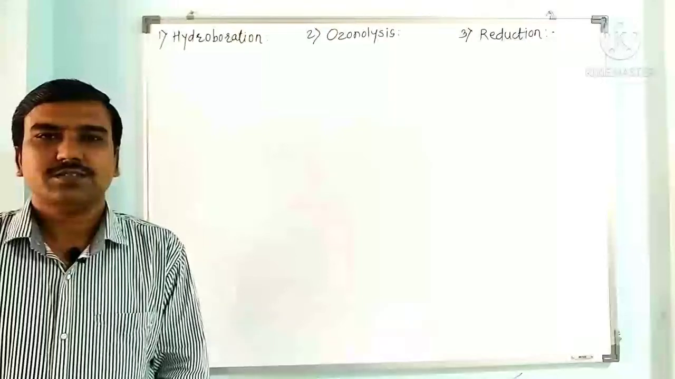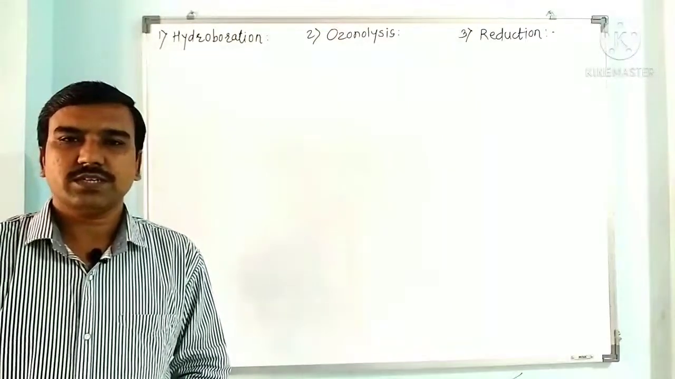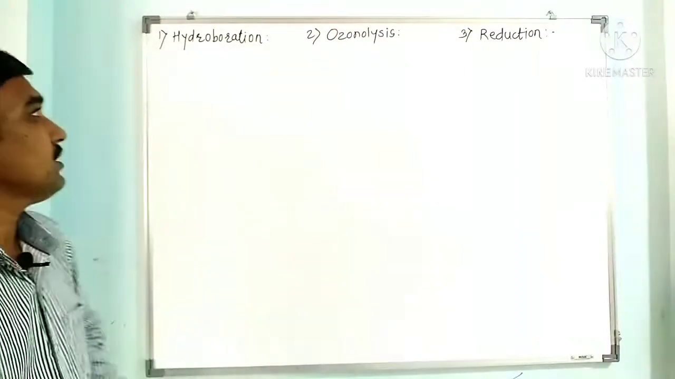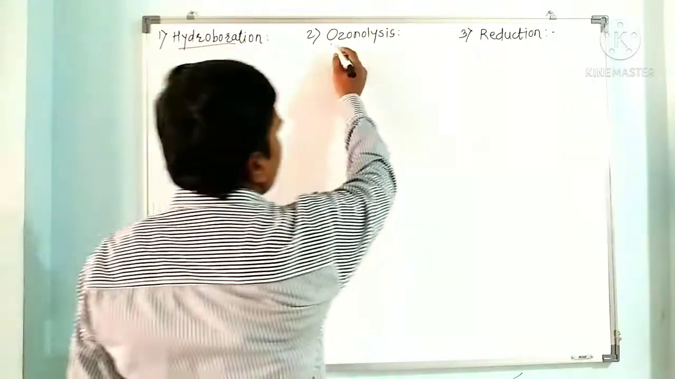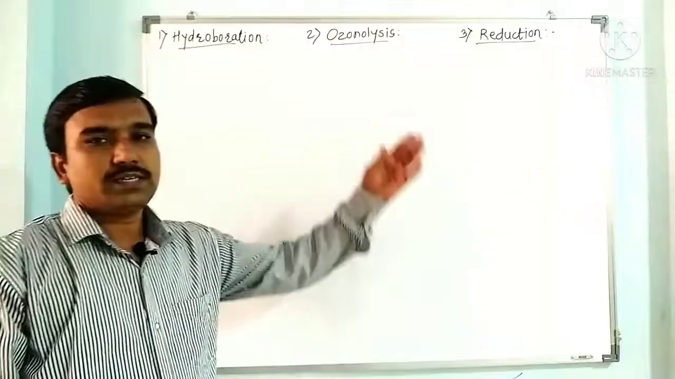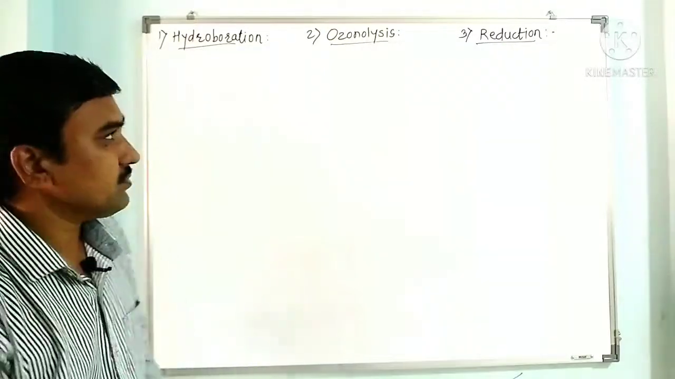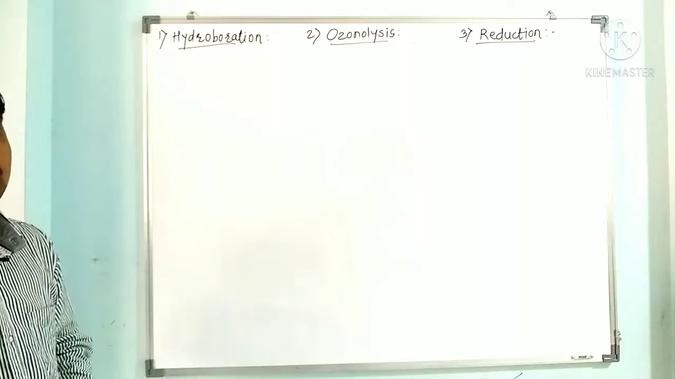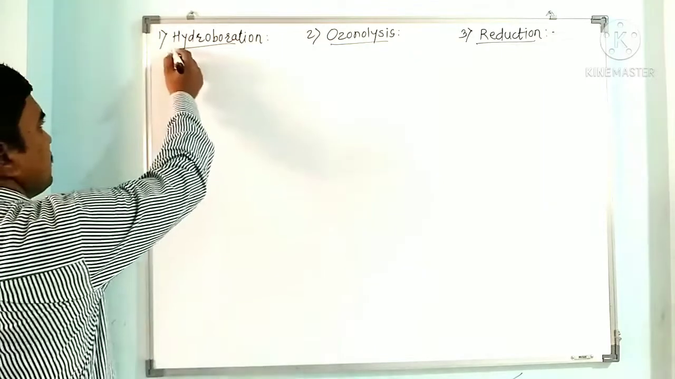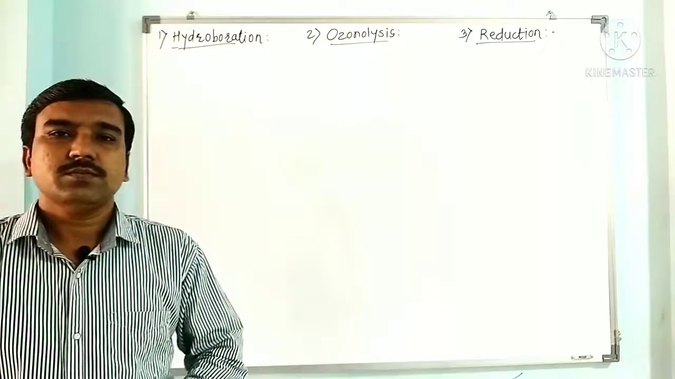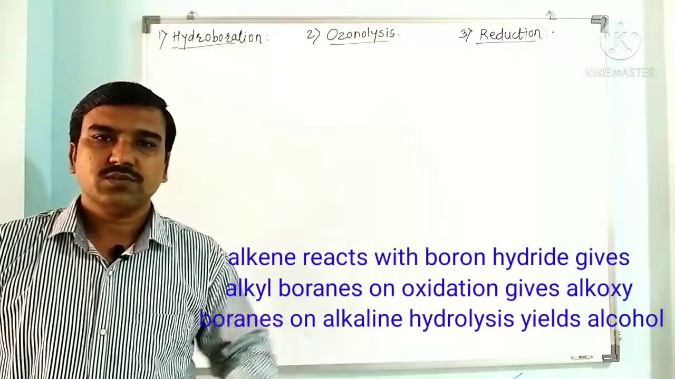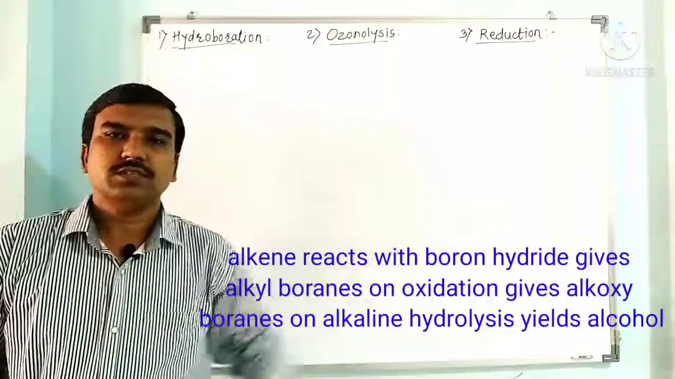Hello friends, today we are going to see the next reactions of alkenes, that is hydroboration, ozonolysis and catalytic reductions. In the case of hydroboration, first of all we have to start with hydroboration. In hydroboration, when an alkene reacts with boron hydride, it gives trialkyl boron.